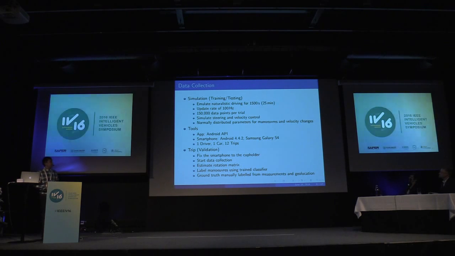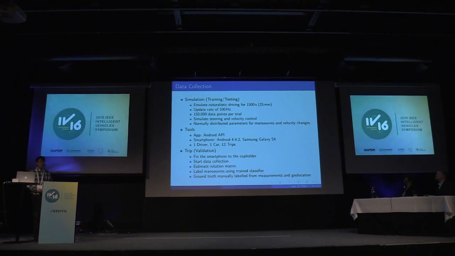Furthermore, we simulate steering and velocity control in our simulation. And finally, we randomize some of the maneuvers and velocity changes using normally distributed parameters. There are a few tools we use. We developed an Android application using the Android API. We deployed this application on a Samsung Galaxy S4 device running Android 4.4.2. And we validated our approach over 12 trips.